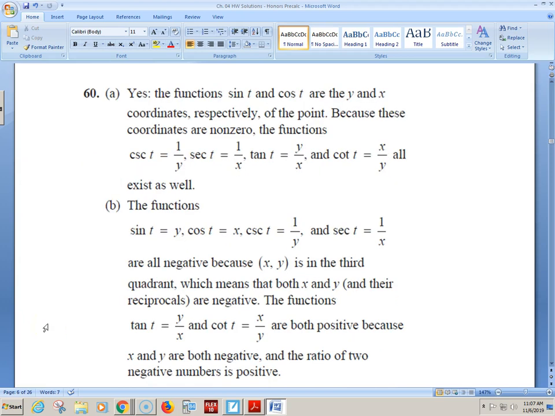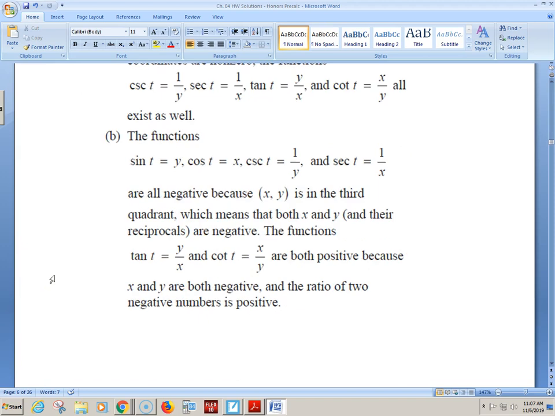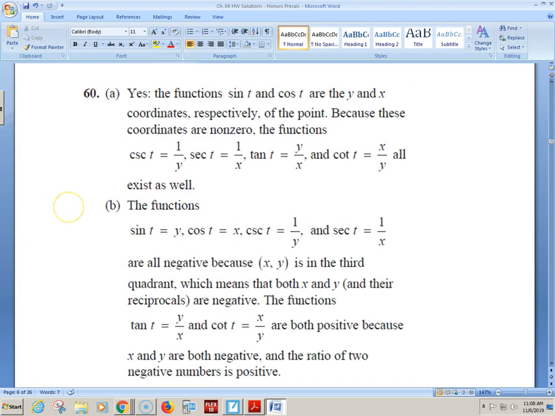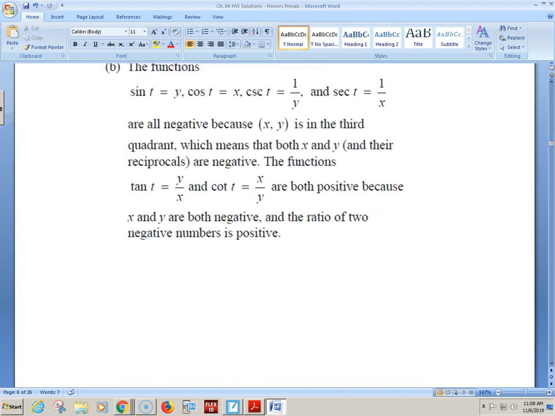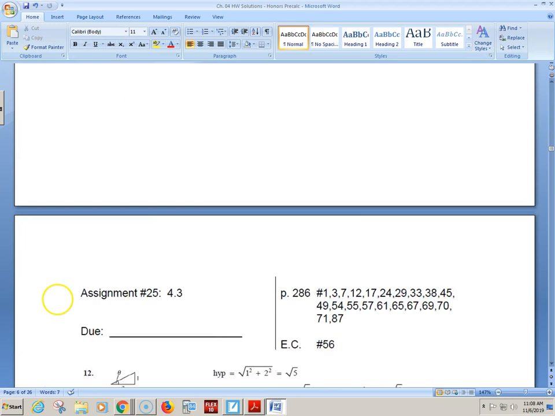A is a yes. Since the values are non-zero, then everybody's going to work. The only problem is when we have zeros. B, everybody's negative in the third quadrant except for tangent and cotangent. All students take. So A was yes. As long as there are no zeros, everybody's going to exist. And then B, in the third quadrant, everybody's negative except for tangent and cotangent.